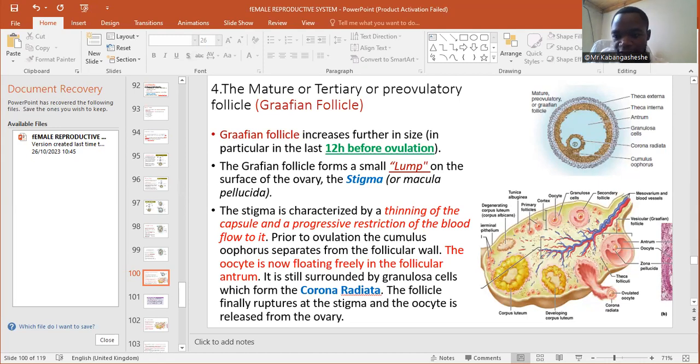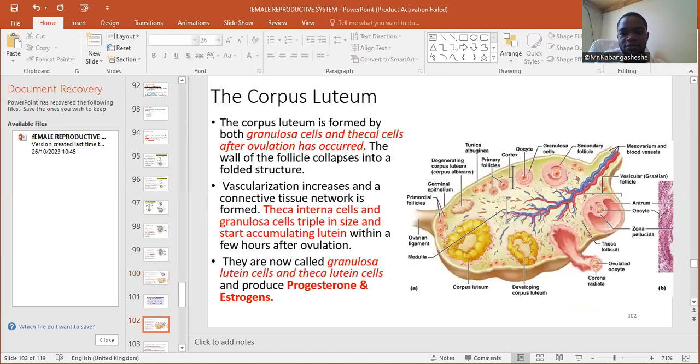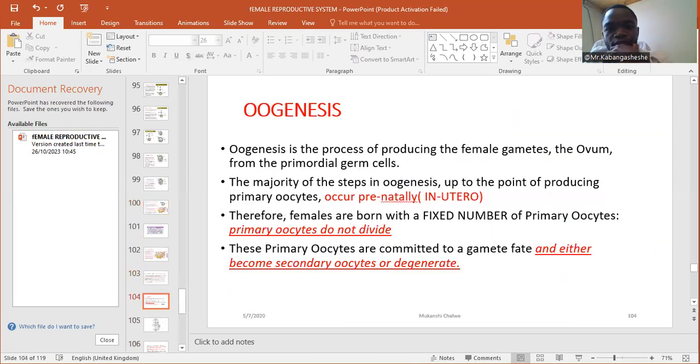So those are the stages of what we call the ovarian cycle. Okay, the next process we'll look at will be oogenesis and fertilization. I think for now, we can end it here.